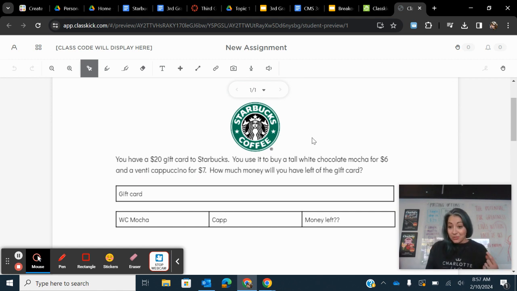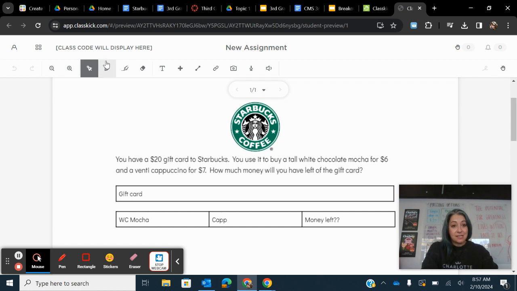So this is multi-step because you actually have to add and subtract, or you can subtract twice. I like adding and then subtracting because I like adding more, but you can solve it either way. That's the beauty of math. Many ways to solve the problem.